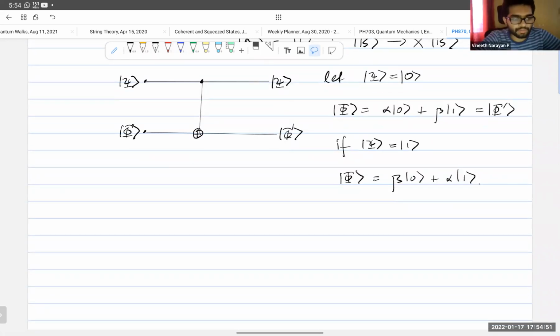Sir, in this, the control and the target bit can be interchanged and still give the same result, right? So are they interchangeable, the control bit and the target, both of them can be interchanged and you still get the same result, right?